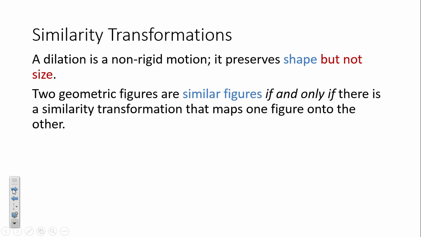We know that two geometric figures are similar figures, not congruent, but similar figures, if and only if there is a similarity transformation that maps one figure onto the other one. So we get similar figures if and only if a similarity transformation takes one to the other.